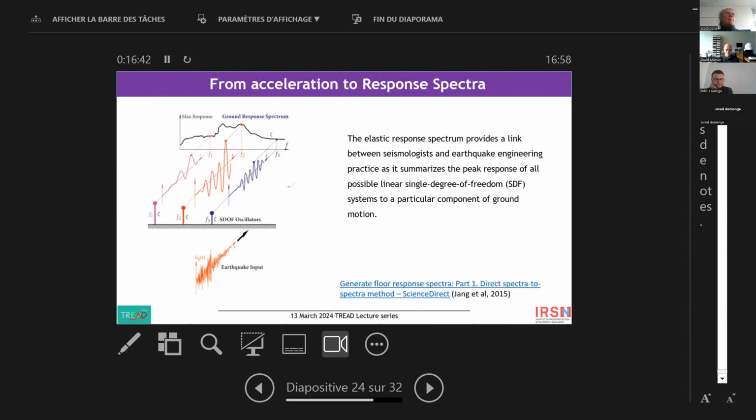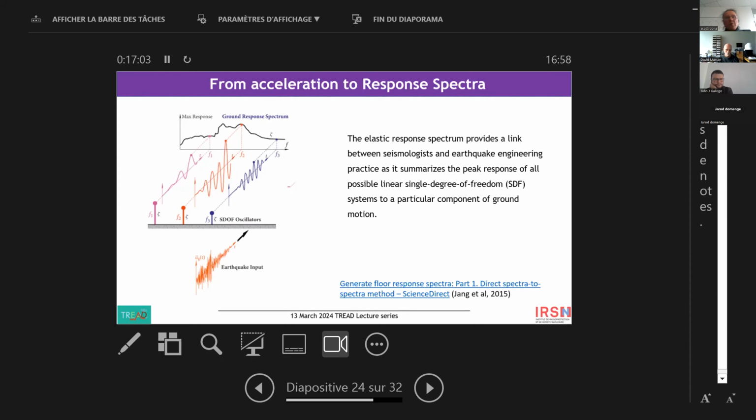And so what is a response spectrum? Well, the elastic response spectrum is what provides a link between seismologists and earthquake engineering practice, as it summarizes the peak response of all possible linear single degree of freedom systems to a particular component of ground motion. So this is what we work with.